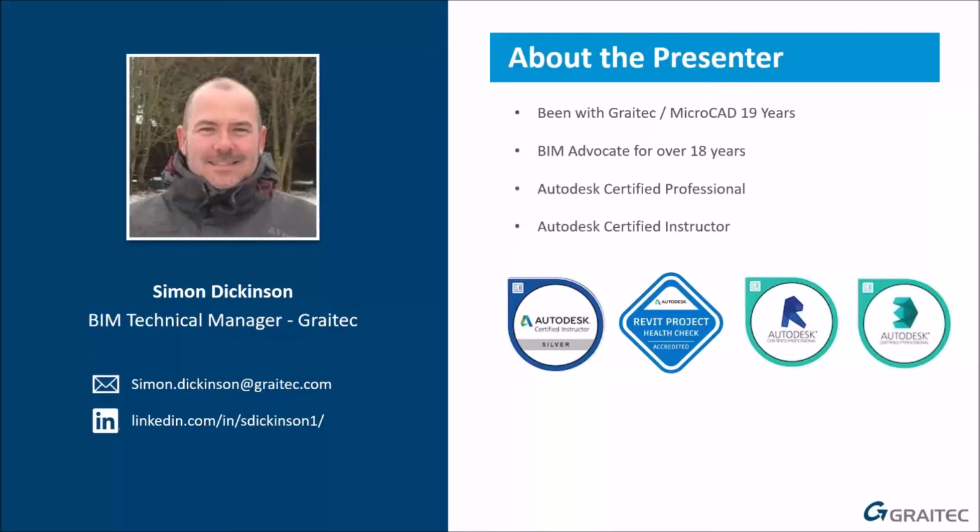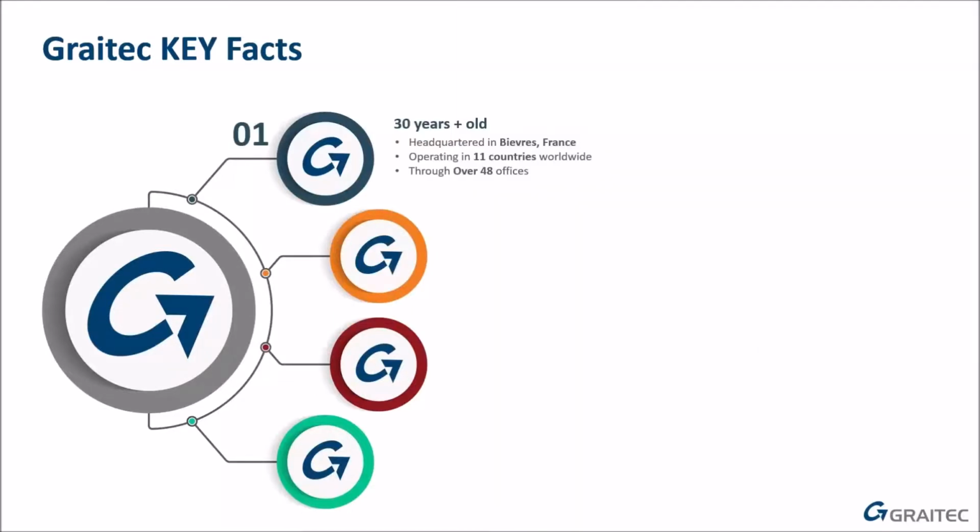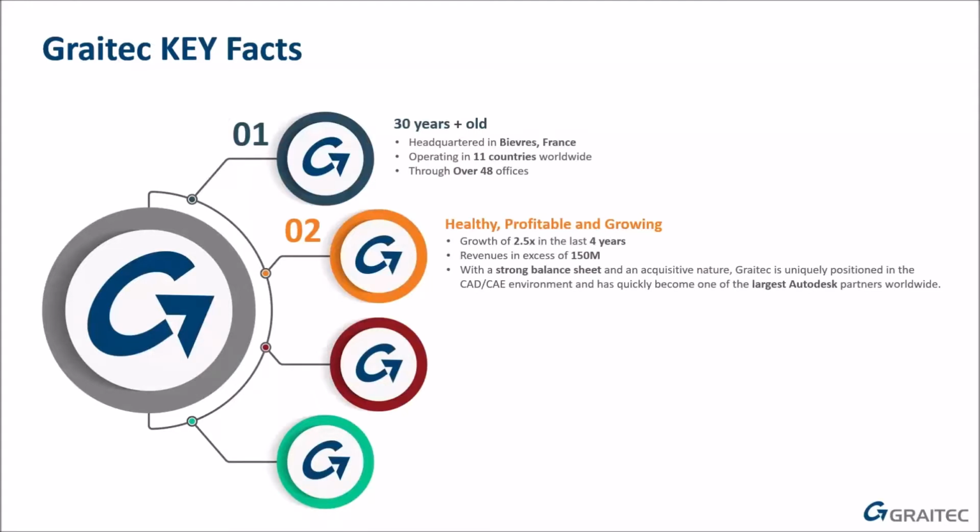Okay, a little bit about GRAITEC. We are 30 plus years old now. We were started in Paris, in France, and we've always been in the construction industry. Started out mainly as a structural company, but have obviously then expanded out into the rest of the AEC market. We are worldwide, with 11 countries and 48 offices across them. We are constantly growing. We are a very strong company, and we are expanding the business as much as we can during these times as well.